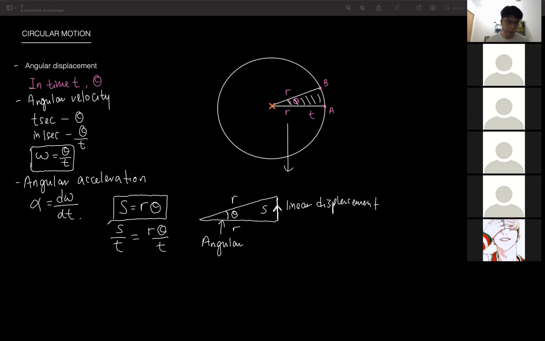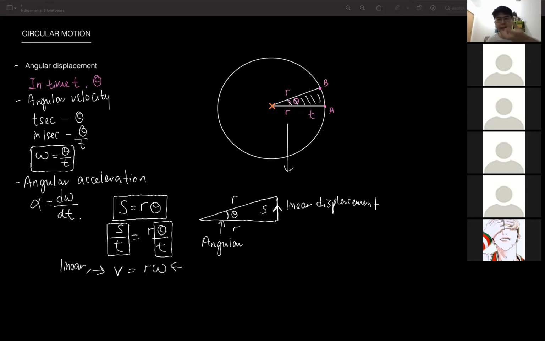Then what do we get? Displacement over time, we get velocity. But this one is linear velocity, because here we get linear displacement divided by time, expressed as V equals R, and then again I have theta over time, this is my angular velocity. So V equals R omega. Don't forget, there's a difference, one is angular and one is linear.